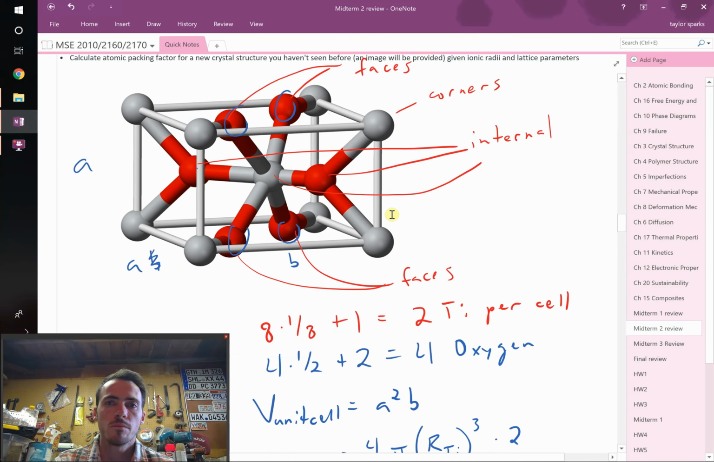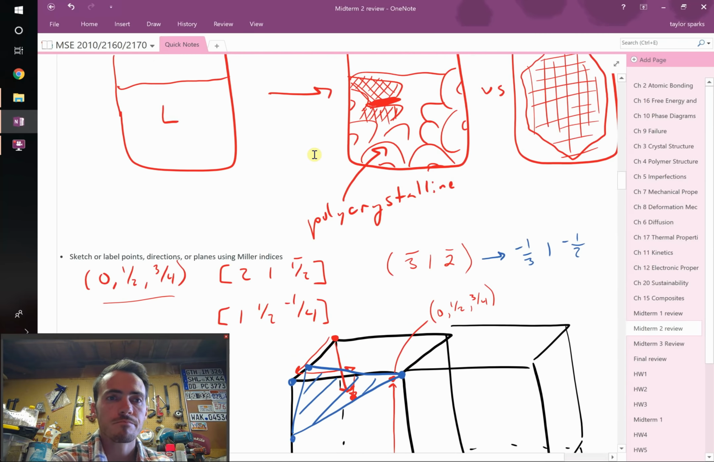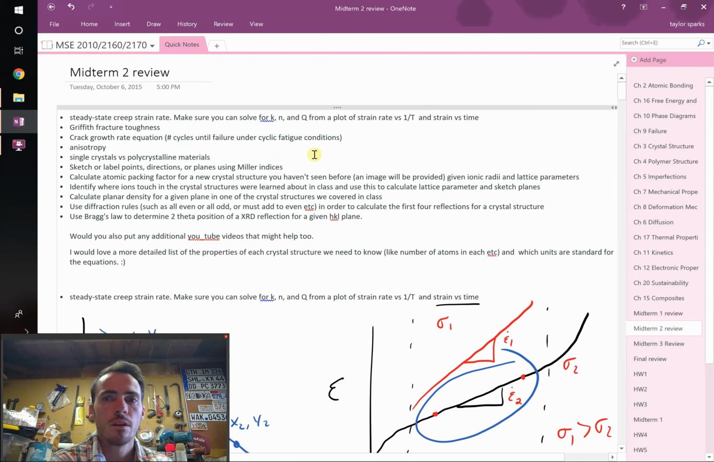So in the question, I will give you what the radii are for these ionic radii. I'll give you the lattice parameters, but it won't be a structure that you've seen before in class. But I'll make it clear where the atoms are located, whether they're on faces, whether they're inside, whether they're on corners, whether they're on edge centers. I'll make that clear in the question. Okay? All right. Let's go to our next one.